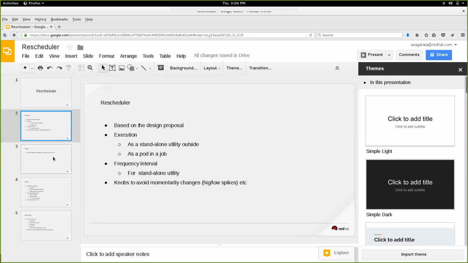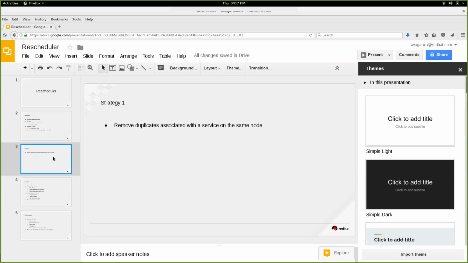Currently I have implemented two strategies. The first strategy is that the rescheduler checks whenever there is more than one pod associated with the same service on the same node. It evicts those pods. The assumption here is that it's not needed for high availability to have more than one pod associated with the same service on the same node. So this is one strategy.